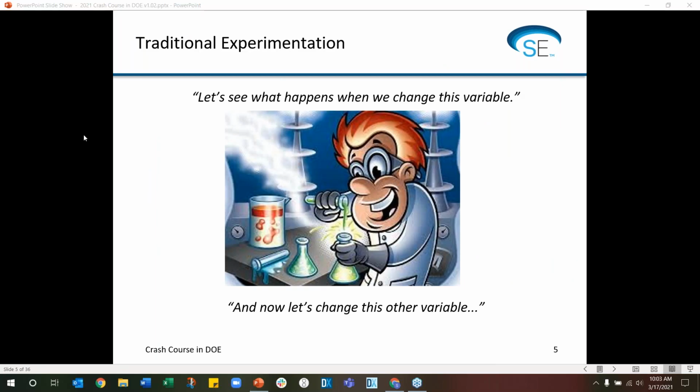So traditional experimentation can be kind of pictured like this. We are often in our laboratory or our production process, and we just kind of say, I wonder what happens if I change this variable. What if I move this knob or dial, or change this input level? And so we do that, we make the change, and then we say, oh, I wonder what happens if I change this other thing. And we change this third thing, this fourth thing. And we do a lot of what's called one factor at a time experimentation.